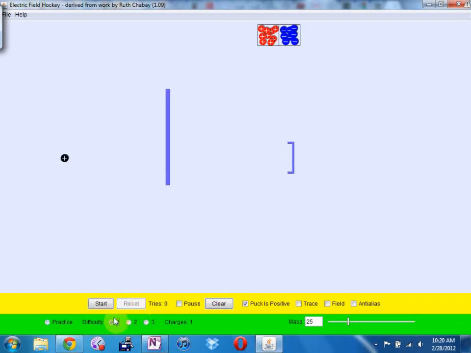Level 1, you have to bank it around the wall. So I might start by putting a positive right there. And then maybe I'll put another positive right there, so I'm hoping it'll kind of get deflected. Oh, let's put a negative right behind the goal to attract it into the net, maybe. A little too much deflection. Let's put it maybe there.